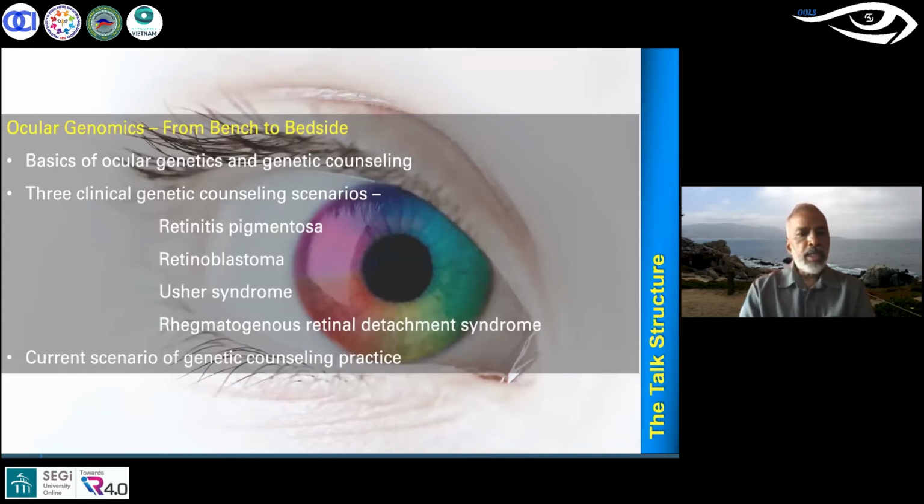And of course, at the end of it, I'll be talking about how the current scenario of genetic counseling practice has changed compared to about 30 years ago or 20 years ago, including developing countries like India. Today, the technology in the field of genetics and genomics has advanced so much that it's very easy to do these tests. And the problem is to interpret and then translate that to the patients and the family.